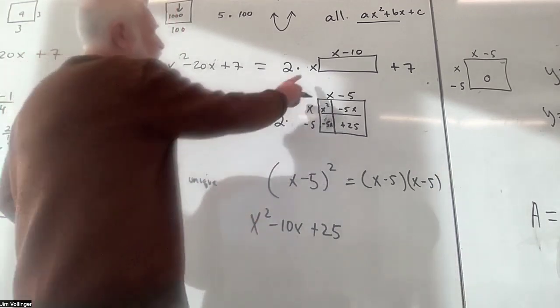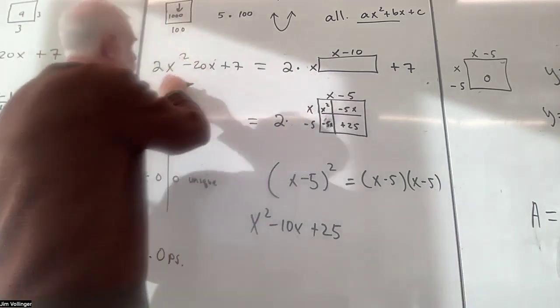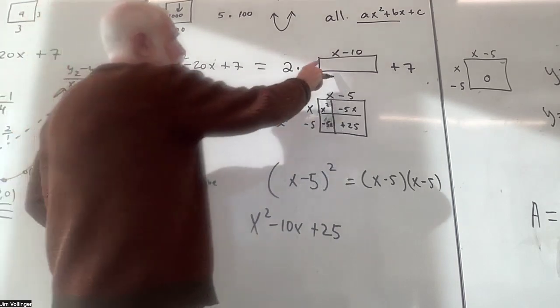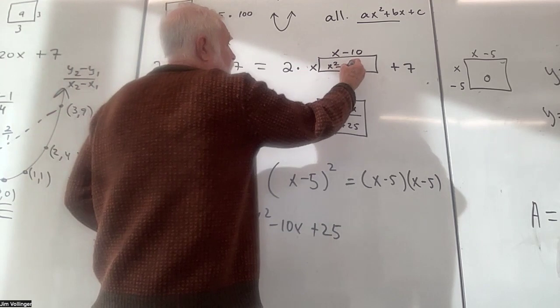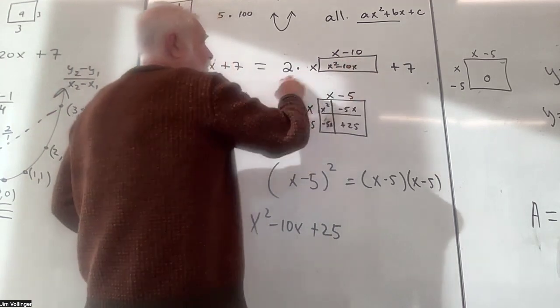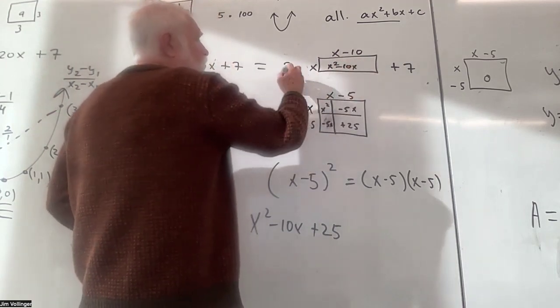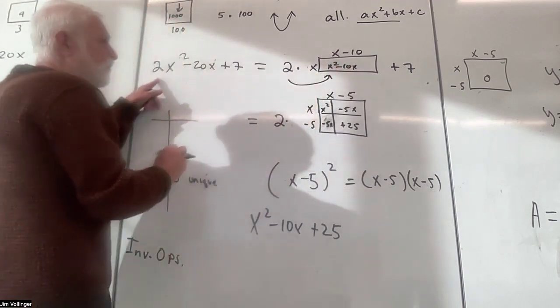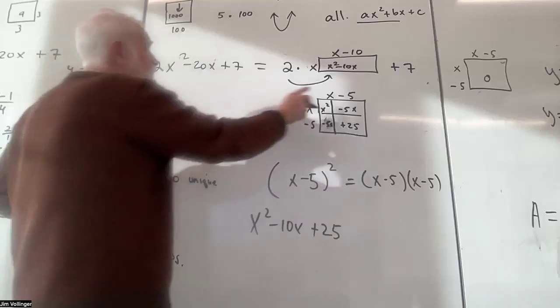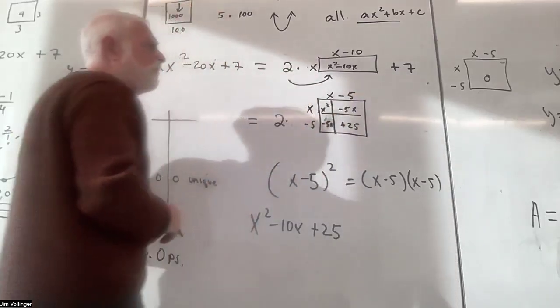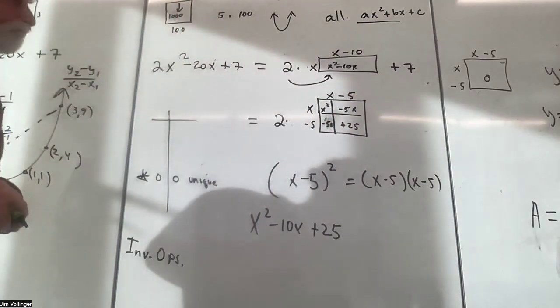So I factored out an x for this. And then I wrote x times x minus 10, which is x squared minus 10x, right? And if I double that, 2 times x squared does get me the first term. 2 times minus 10x does get me minus 20x. And then if I add 7, then this is a geometric representation of that.